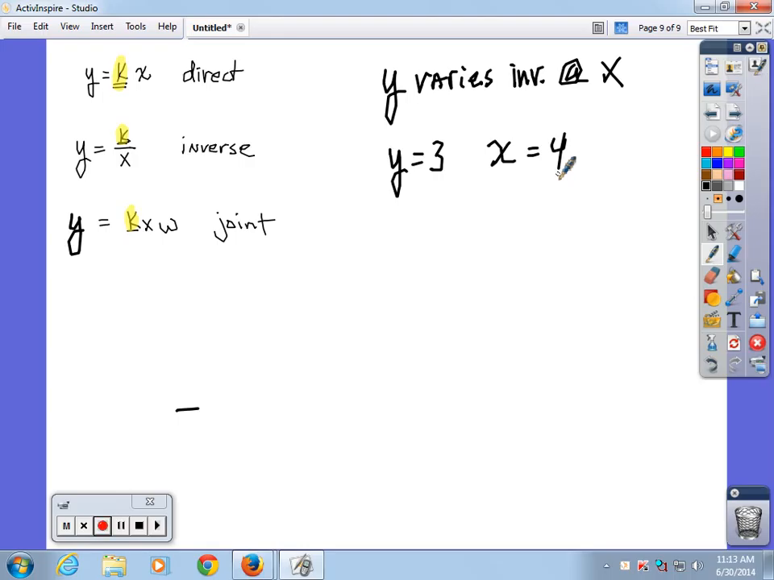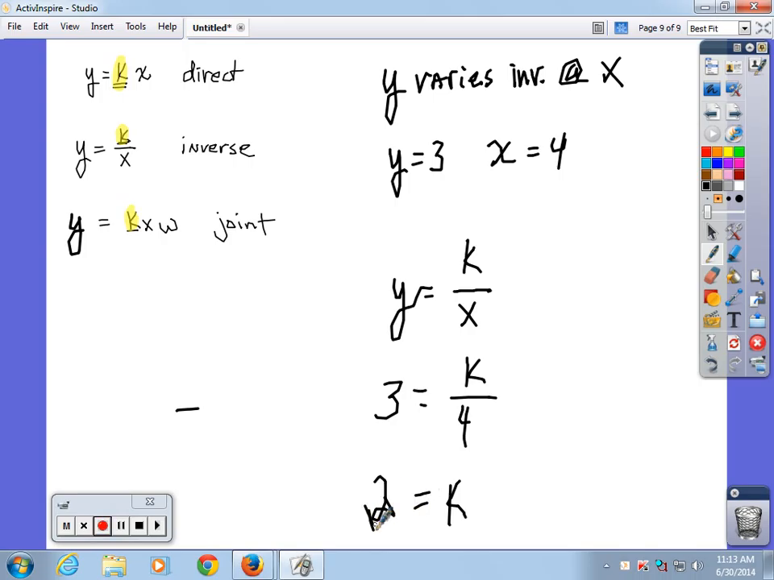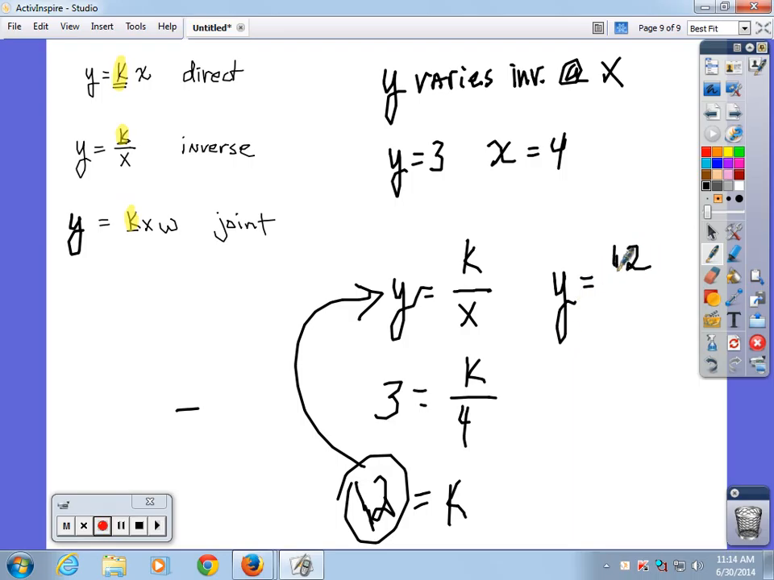So which one is it? First, second, or third equation? Second. Y is equal to K over X. 3 is equal to K over 4. So K is equal to what? 12. And you take that 12, plug it back in. Y is equal to 12 over what?